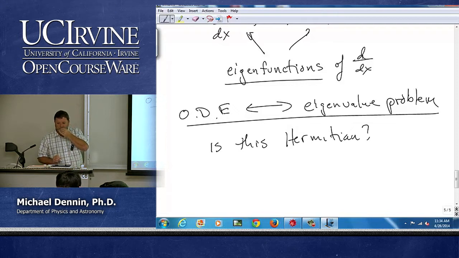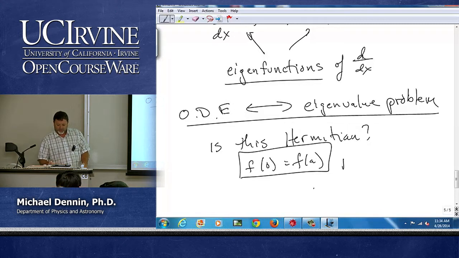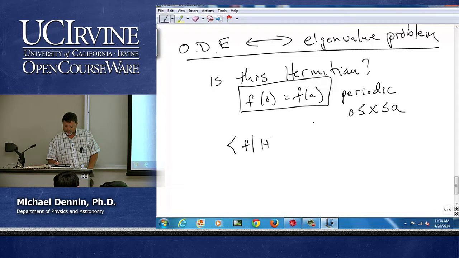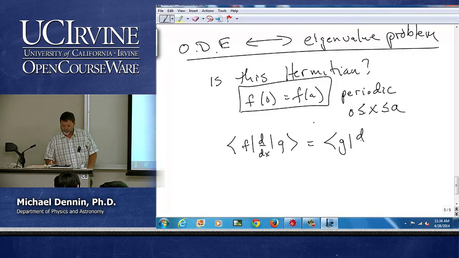Let's consider the set of functions from 0 to a such that f of 0 equals f of a. Let's make that our vector space. This is what we call periodic functions, for 0 less than or equal to x less than or equal to a. And the question is, is this Hermitian? What you want to ask yourself is, does the inner product of f with D g, where D is d by dx because it's differentiation, equal the complex conjugate of the inner product of g with D f?